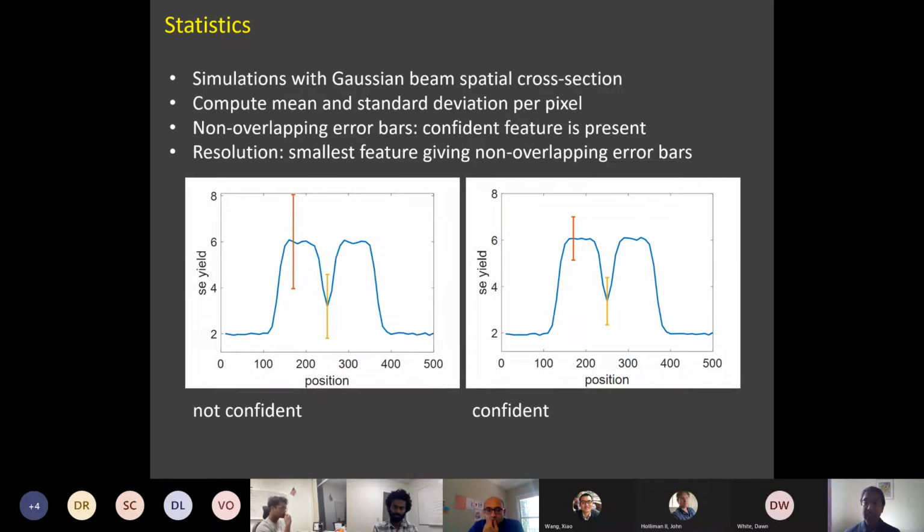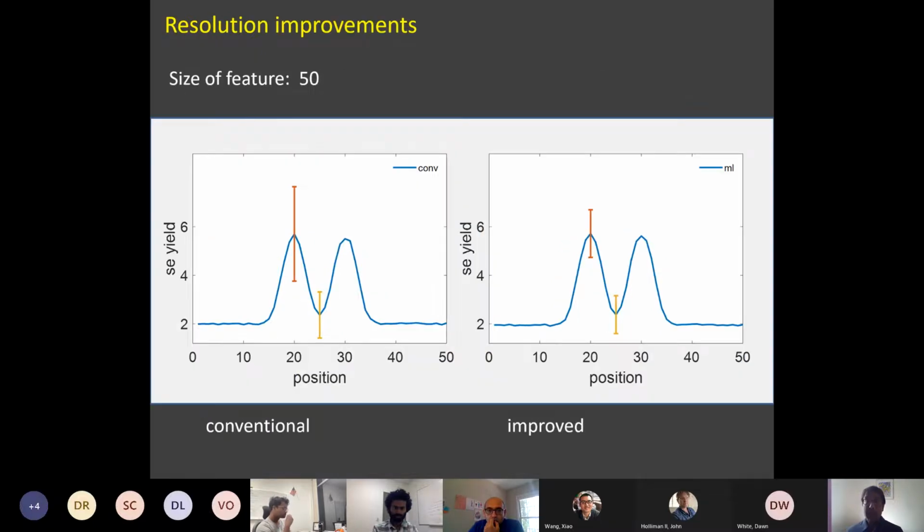Okay, so let's see what we get out of this. Here on the left, error bars are too large for confidence that there really is a dip present. And on the right, they're small enough for being confident that there really is that feature present. All right. So let's compare what we can get with conventional processing versus what we can achieve with some kind of improved processing. Here, the size of the feature is 50. On the left, we have the mean and the error bars for the standard method. The error bars don't overlap, so I put a green check mark to say that we'd be confident that a feature is present. On the right, we have the mean and the error bars for an improved method. Both methods are unbiased, so the blue curves are the same, but the error bars are smaller with the improved method, and we'd be confident that the feature is present.